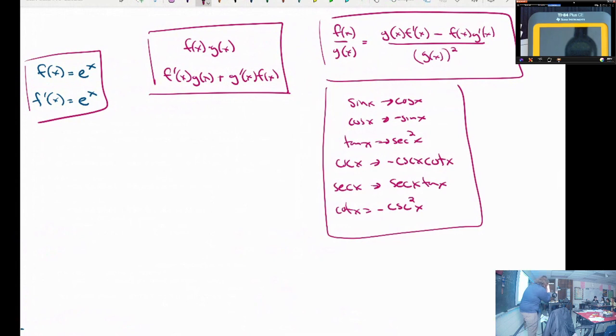That might be it. Oh, natural log. Oh, yeah. We still have 4 chapters left in this class. We're about halfway through. The derivative of natural log is 1 over x.